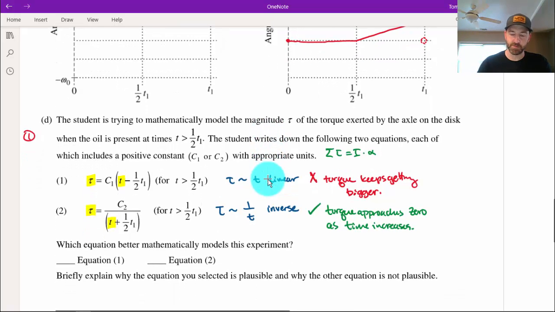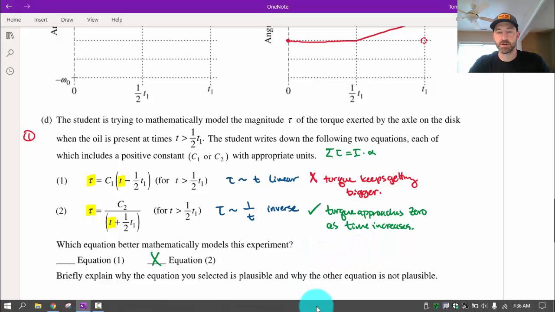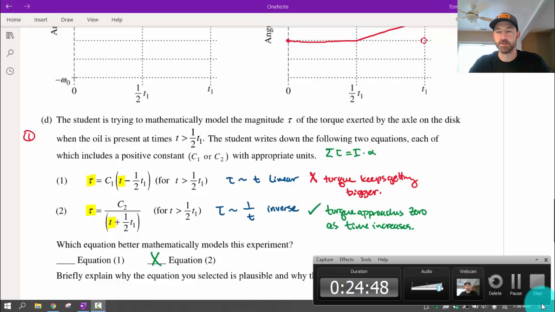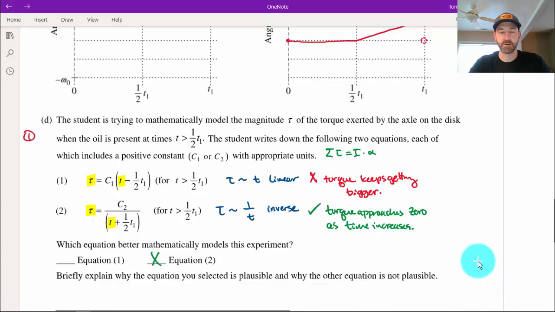So anyways, the 1 point you get is for saying that equation 2 is the correct answer and for having some sort of explanation along the lines of this to explain why equation 2 would be correct. And that's the 12-point problem. Actually, let me look real quick. You can see what the points breakdown was. All right, so according to the College Board, the points breakdown for this was average score, 6 out of 12.